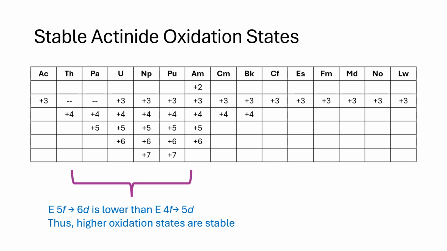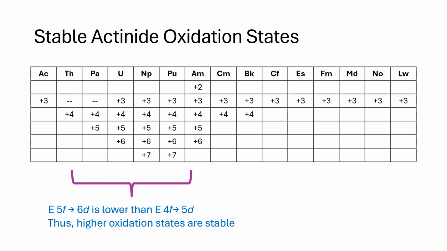As we go from left to right, we realize that we lose the ability to have any of the higher oxidation states, which tells us that the +3 state is more stable for these materials as well. The +4, 5, 6, and 7 states are found here.